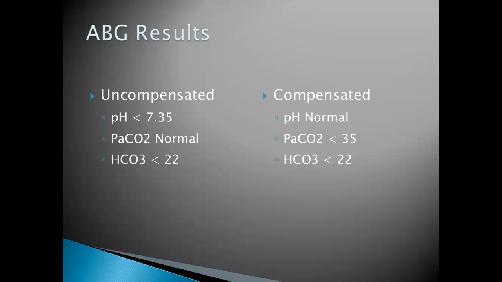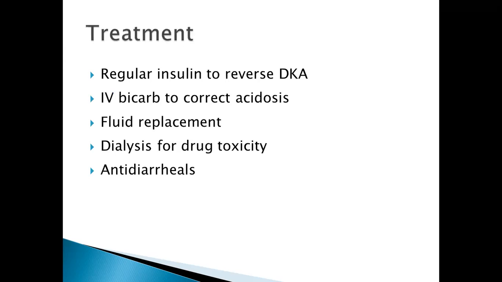Uncompensated will be seen as low pH with low bicarbonate with normal PaCO2. Compensated will be seen as normalization of pH with decrease in PaCO2 as well. Treatment includes, if there is DKA, giving regular insulin, IV bicarbonate to correct acidosis, fluid replacement, dialysis for drug toxicity, and antidiarrheals.